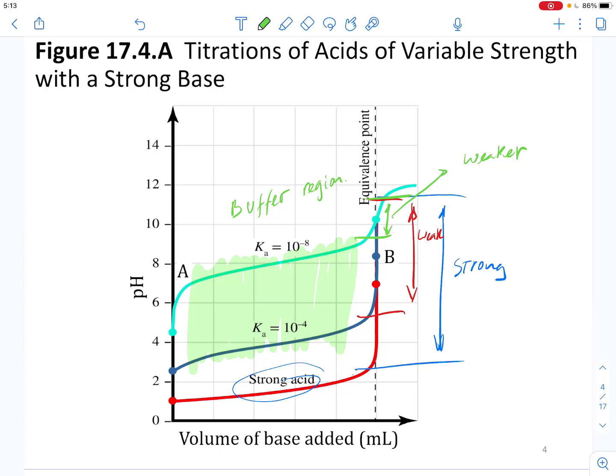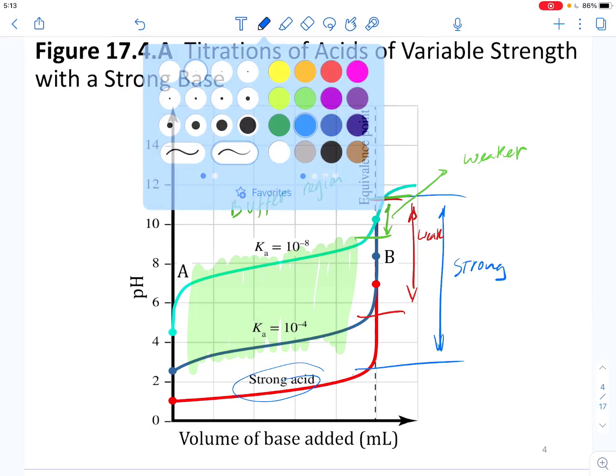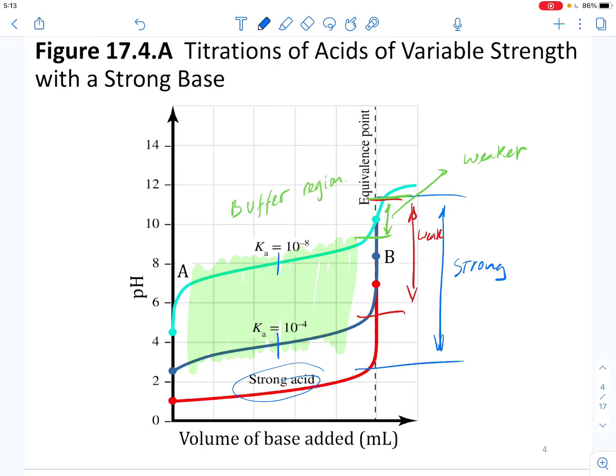Okay, and interestingly enough, here when you are halfway through to the equivalence point, well, guess what? Halfway through, the concentration of the acid is equal to the concentration of the conjugate base, and the pH is equal to the pKa. So if the Ka is 10 to the minus 8, then for this one pKa is equal to 8. For this one 10 to the minus 4, pKa is equal to 4. Okay, so here you will locate the pKa's of those acids.